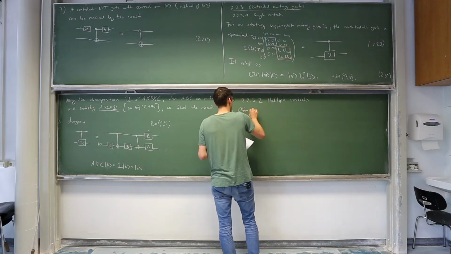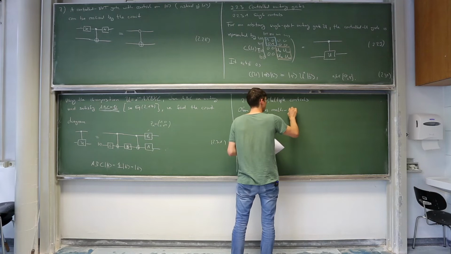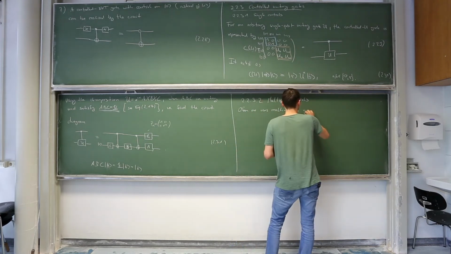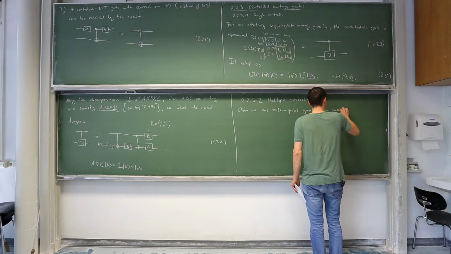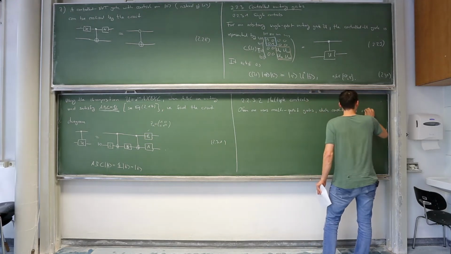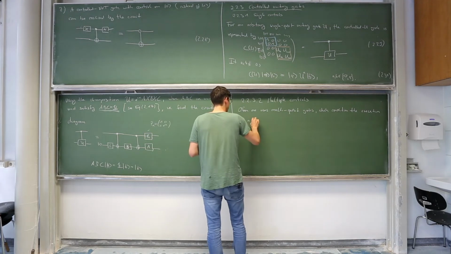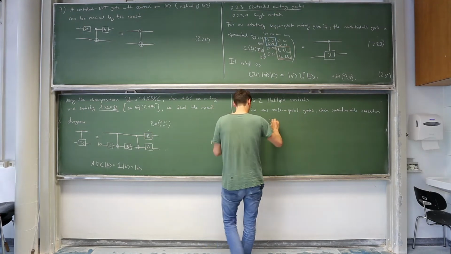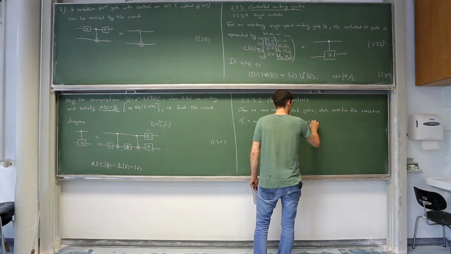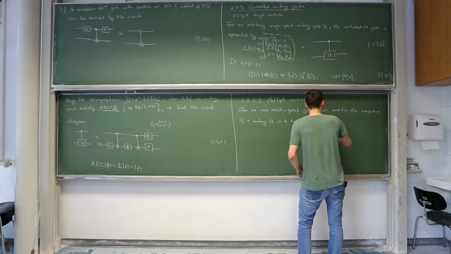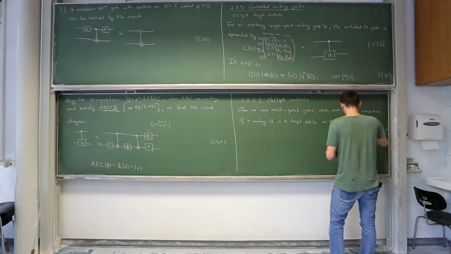So often one uses multi-qubit gates which condition the execution of a unitary U on k target qubits on the state of n control qubits.